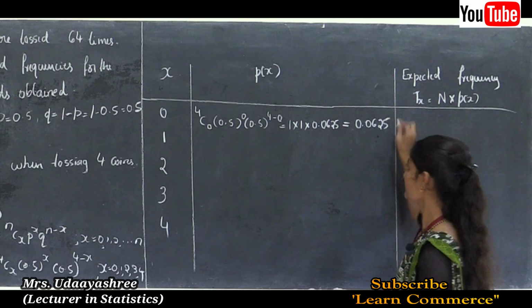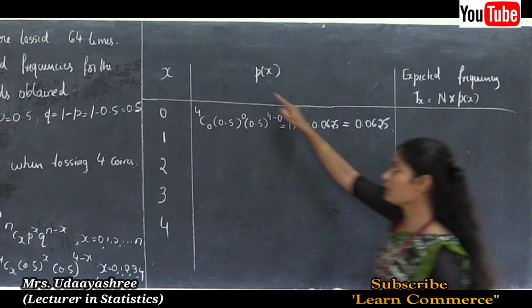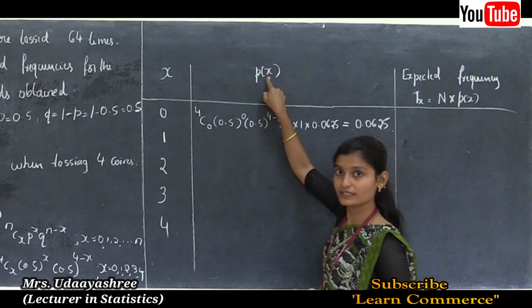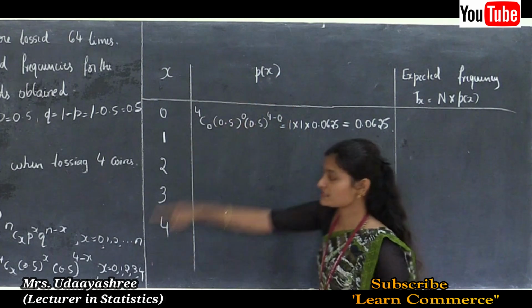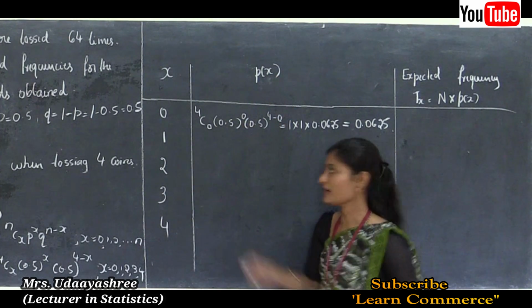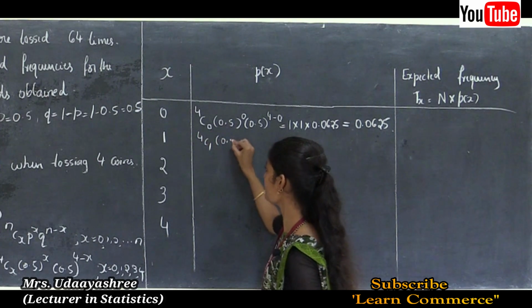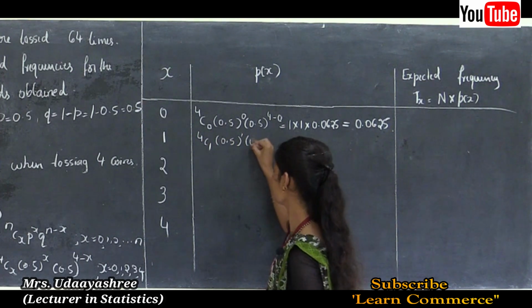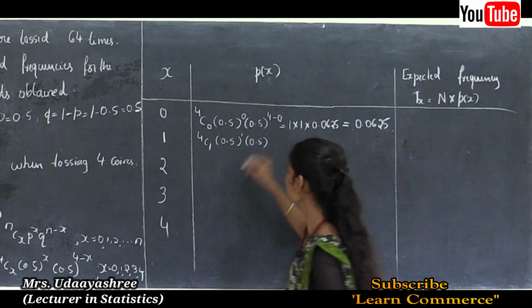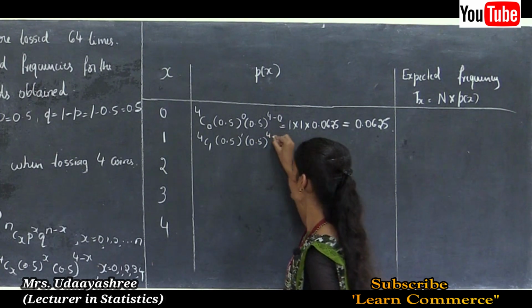Next we need to calculate P of x is equal to 1, that is P of 1. So instead of x, write 1, that is 4C1 into 0.5 to the power 1 into 0.5 to the power 4 minus 1.